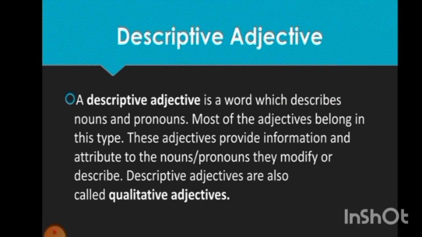A descriptive adjective is a word which describes a noun or pronoun. Most adjectives belong to this type. These adjectives provide information and attributes to the noun and pronoun. Attribute means the quality. They modify or describe. Descriptive adjectives are also called qualitative adjectives, okay? When you are going to tell the quality of something.